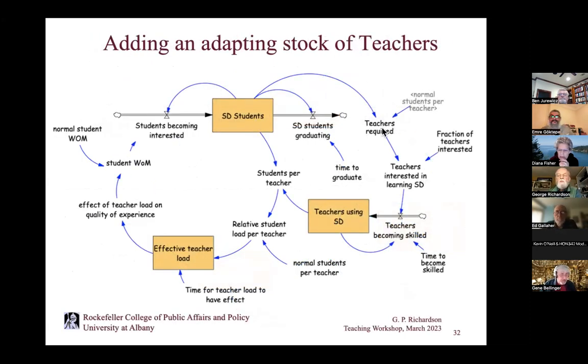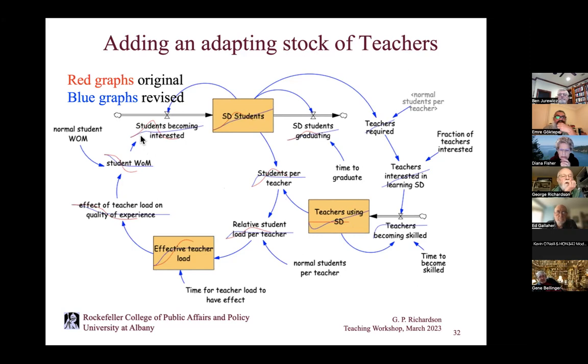So there it is. System dynamics students, teachers required, some of them becoming interested, not all of them will. Takes time to become skilled. This becomes teachers using system dynamics. And here's how it behaves. The red graphs are the original simulation where the system collapsed. The blue graphs are when we've allowed the teachers using system dynamics. This is funny, by the way, I'm raising my arms, I'm gesturing, and I can't see any of you. We're getting more teachers, so the load doesn't rise so high. So teachers stay effective. Well, yeah, they've got a lot to do, but students still like it, and students are still becoming interested. So it actually changes the structure over time.